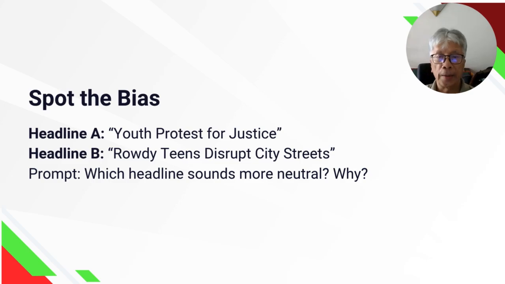There are two headlines here: Youth Protest for Justice and Road Detents Disrupt City Streets. Now, spot the bias. Which headline sounds more natural and why? Headline A, it's more natural because it's showing that the youth protest for justice. Headline B, it's more on the teen behavior disturbing the city street for whatever reason. It's not clear, but the youth protest for justice, that's clearer. So it sounds more natural in a way.